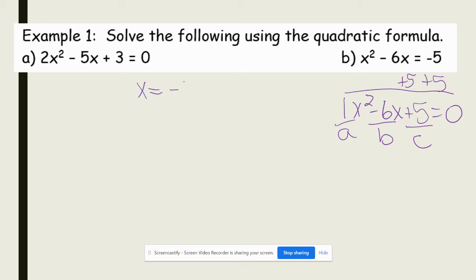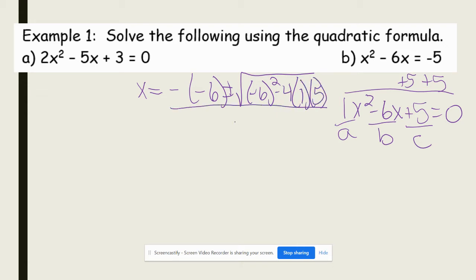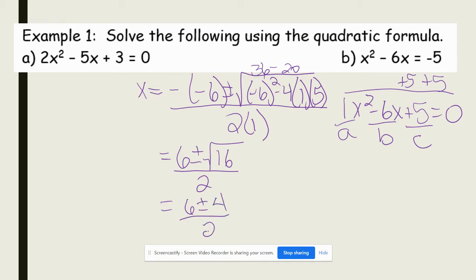Plugging that into the formula, we have negative b plus or minus the square root of b squared minus 4ac all over 2a. Again, a negative 6 is positive 6. Negative 6 squared here under the radical is 36, minus 4 times 1 times 5 is 20. 36 minus 20 is 16. The square root of 16 is 4. So we have 6 plus or minus 4 over 2.